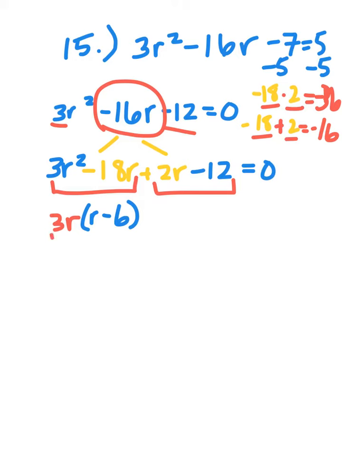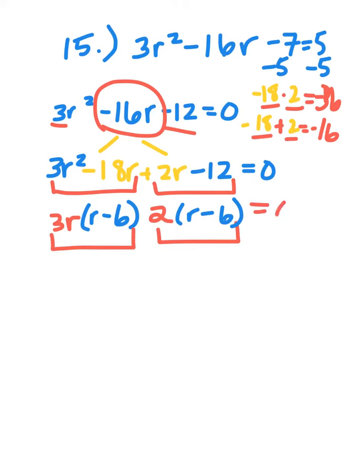Now I know my second group has to have the same binomial in common, r minus 6. So that kind of makes my second job easier of picking what comes out of the second group. It has to be a 2. 2 times r is 2r, 2 times negative 6 is negative 12. So both terms, or both groups, have an r minus 6 in common.